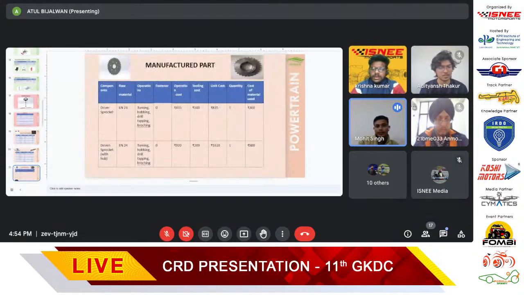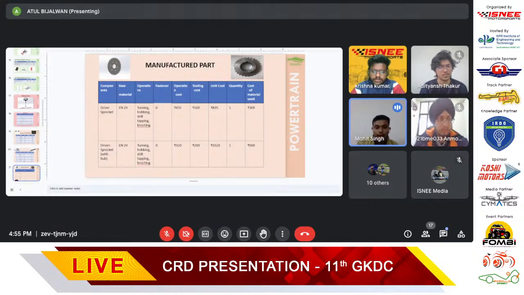Now coming to the manufactured parts, we manufacture the driver sprocket. The raw material used for the driver sprocket is EN24. Processes used are turning, hobbing, drill tapping, and broaching. Operations cost is 435, tooling cost 100 rupees, unit cost is 835, and the cost of material used is 300.